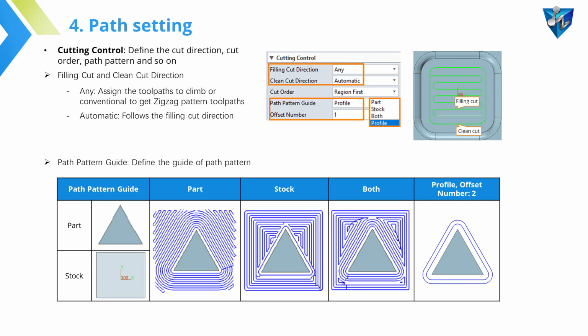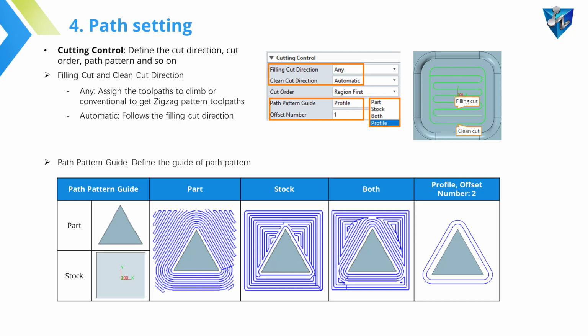Now we go back to the PowerPoint and move to the next tab, Path Setting. In this tab, there will be the concept of filling cut and clean cut, shown as the images here. For the filling cut and clean cut direction, Any means ZW3D will assign the direction to be climb or conventional to get the zigzag pattern toolpath. Automatic means the clean cut direction follows the filling cut direction.